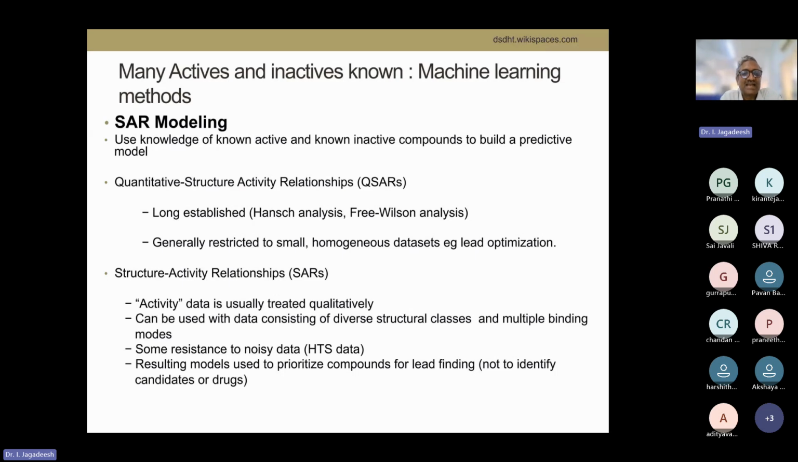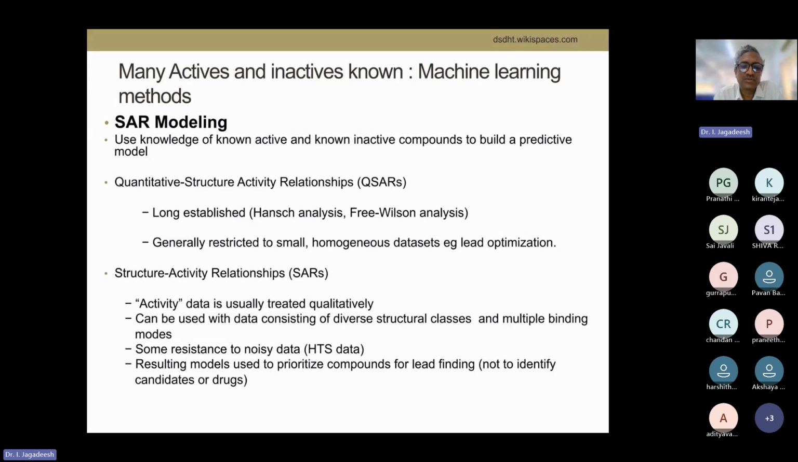So the structure activity relationships can be drawn, where we assign, by having this moiety, whether the activity is present or not, yes or no, qualitatively. So the data is usually qualitative, it can be used with data consisting of diverse structural classes and multiple binding modes. Most of the time, some noisy data is present in the high throughput screening. That is the reason we have filtering mechanisms and wash out functional groups. We need to reduce the number in the HT screen data.